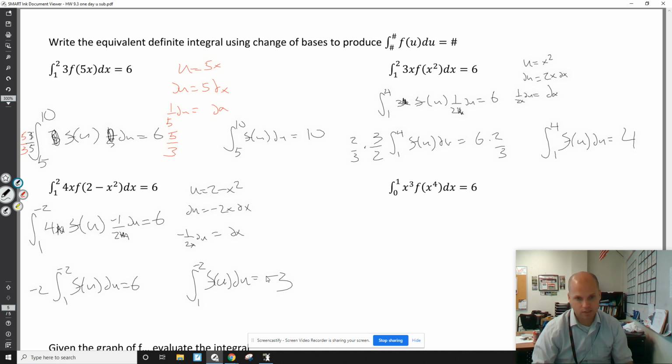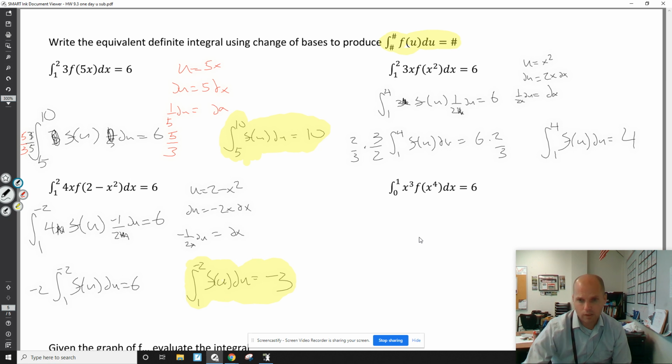There's nothing we can do with this. Like, take the antiderivative, you get big F. I have no information about big F. They just wanted me to show I know how to change my bases. Okay, so this is where we wanted to end. There are AP questions that require you to understand how to get here. Okay, and here too.